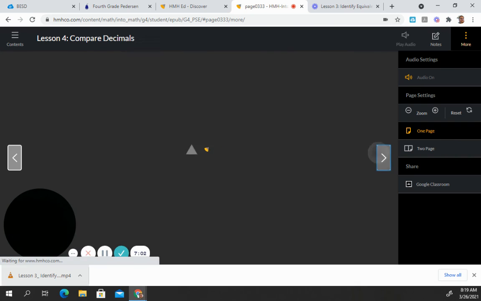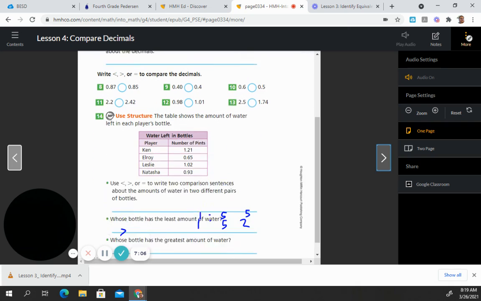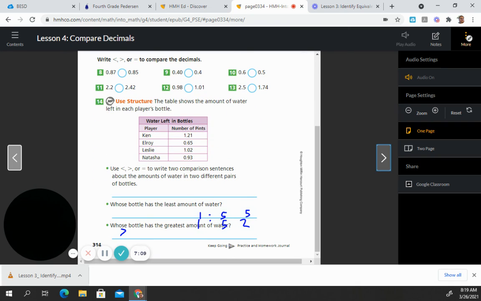Okay, guys, you can go ahead and get to work. Make sure you do page number 313 and number 314. There's 2 on your own pages today. Make sure you get them checked off as well.